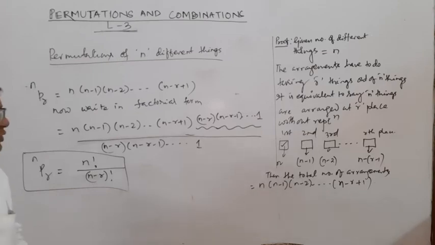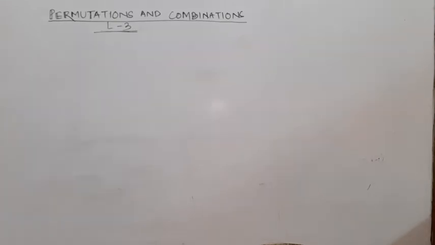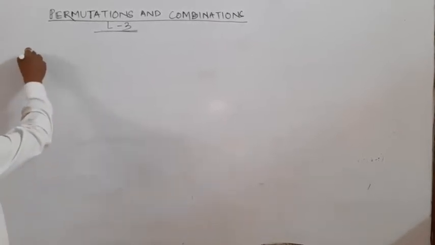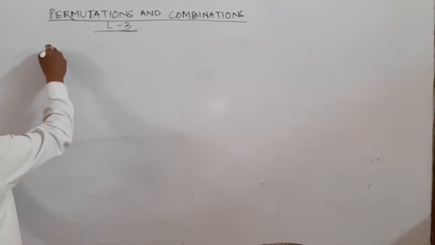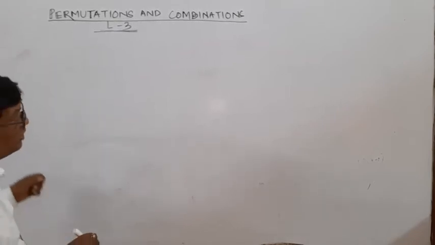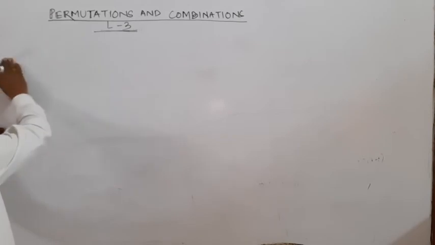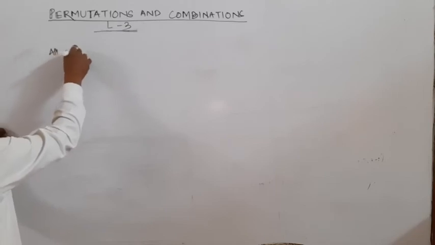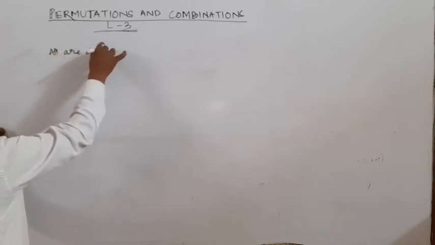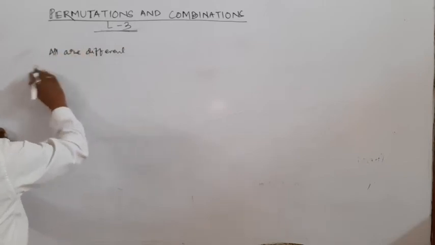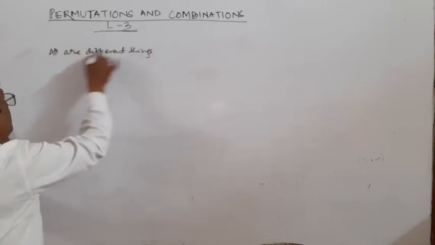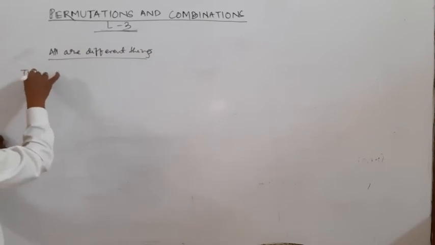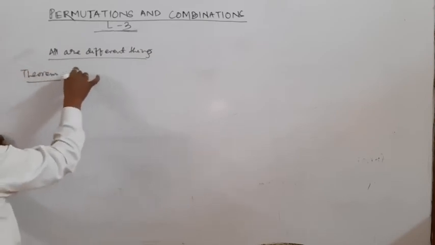Now the second formula. Theorem 2: n different things can be arranged, all are different things.